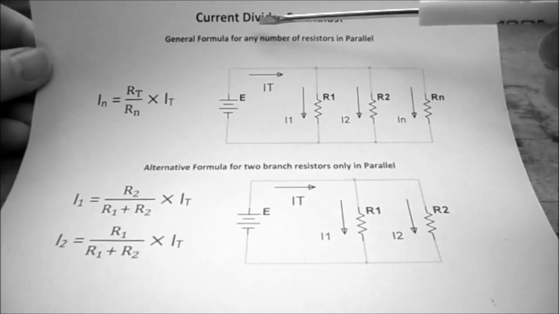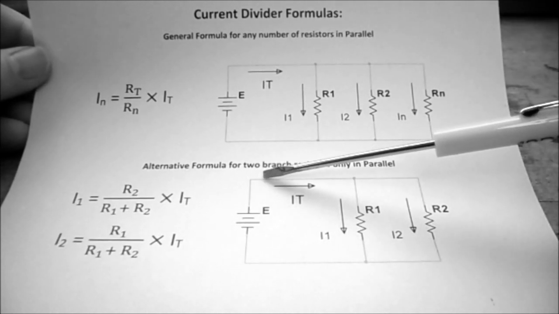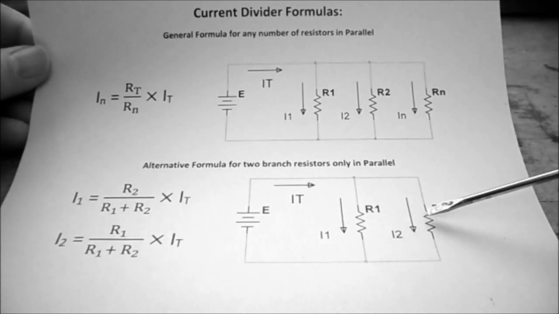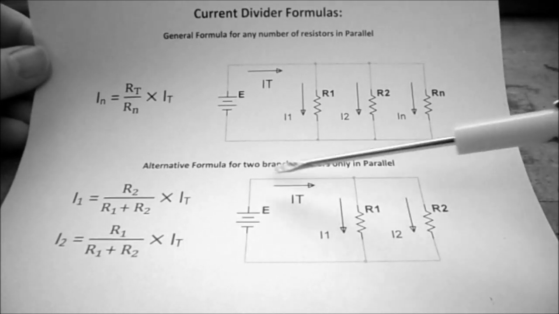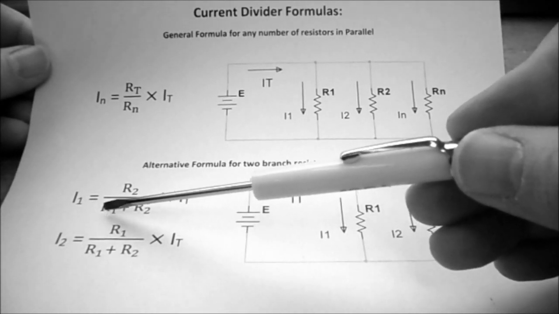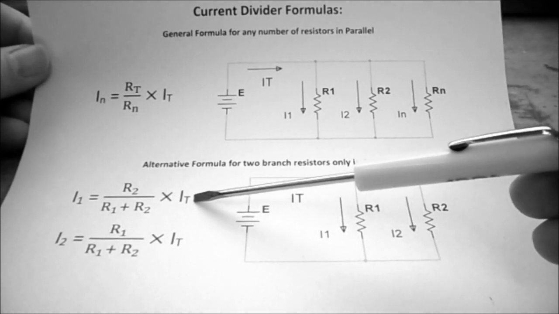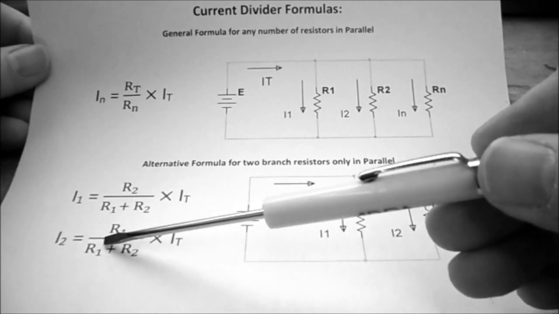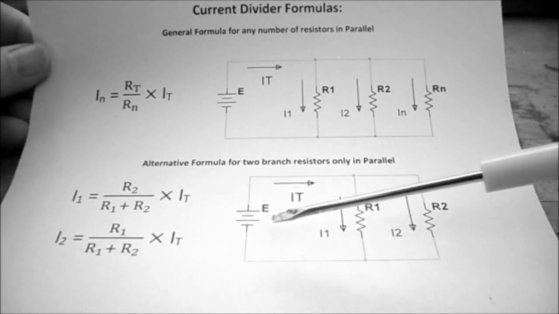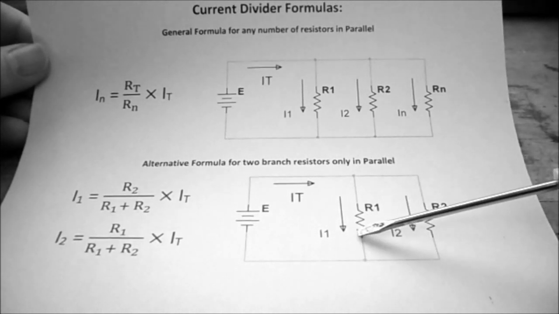I just wanted to remind you about the current divider formulas. There are actually 2 forms of the formula. The one we use the most is when we have 2 resistors in parallel. So when there's 2 resistors in parallel, we normally use I1 is equal to R2 over R1 plus R2 times IT. And then I2 is equal to R1 over R1 plus R2 times IT.